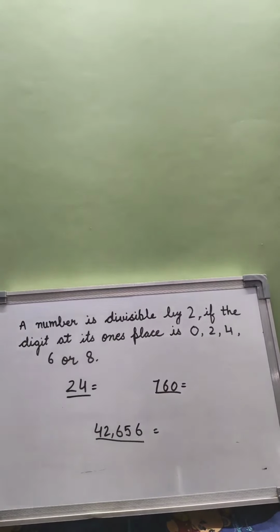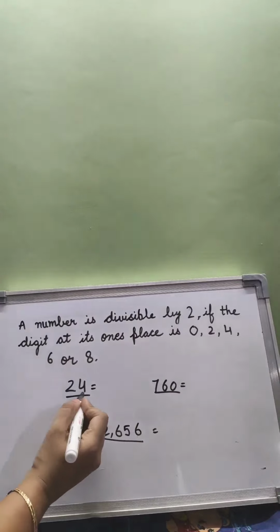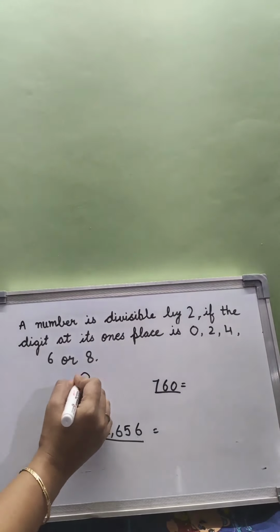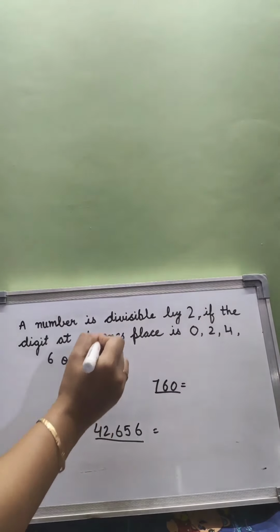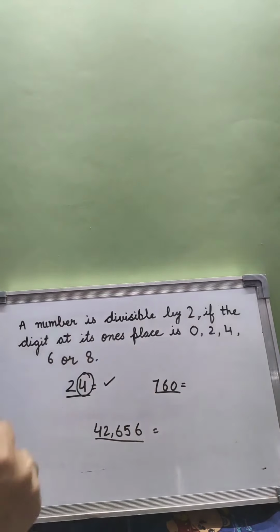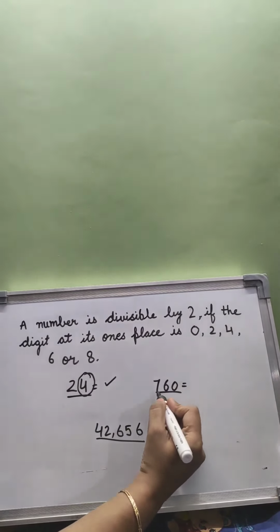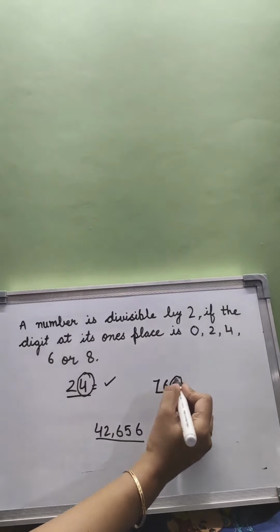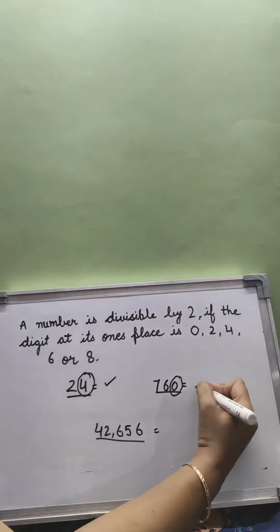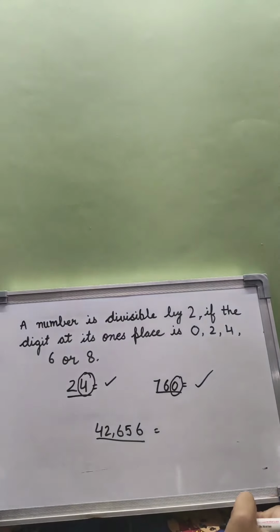A number is divisible by 2 if the digit at its ones place is 0, 2, 4, 6 or 8. That is, an even number. Let's take an example, 24. At the ones place we have 4, which is an even number. That means it is divisible by 2. Another example, 760. At the ones place we have 0, which is again even, so it is divisible by 2.